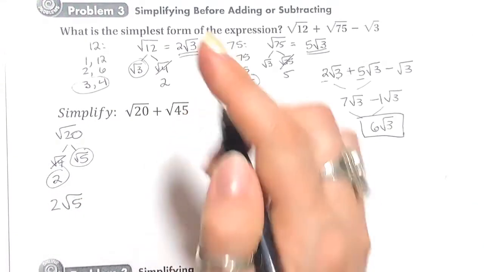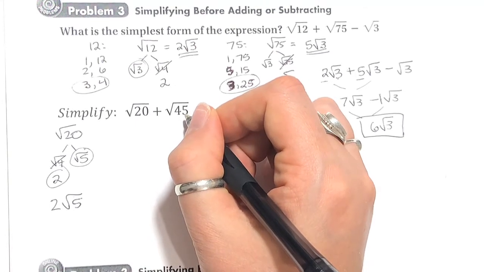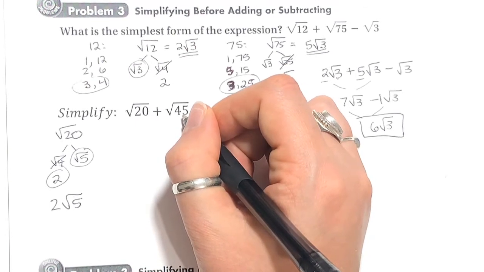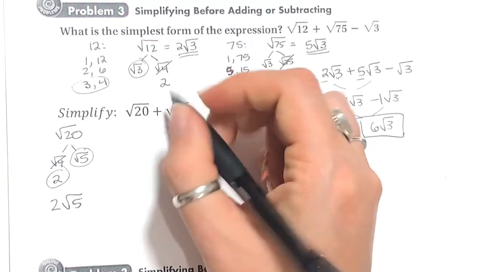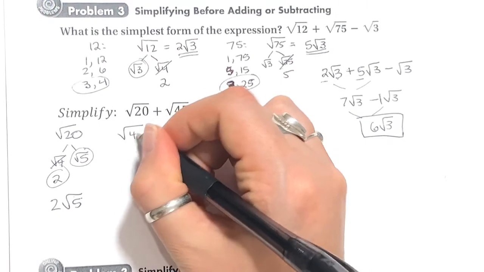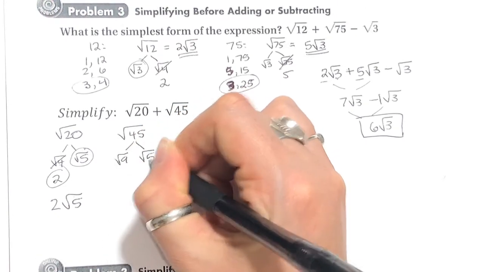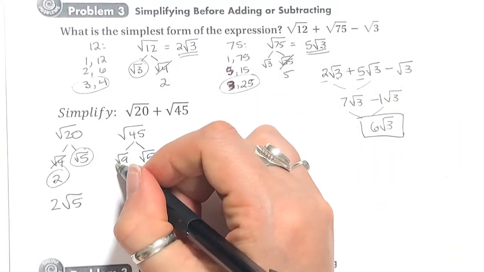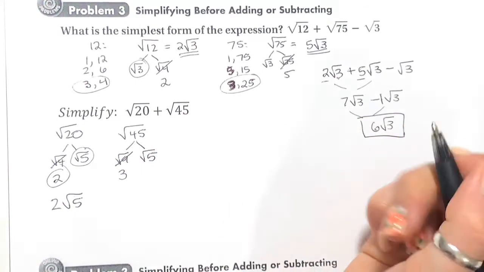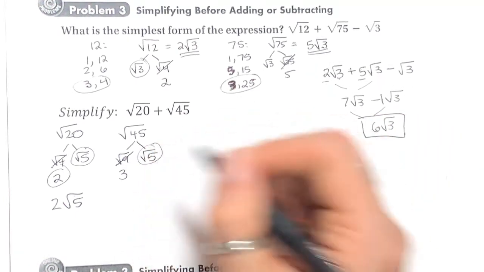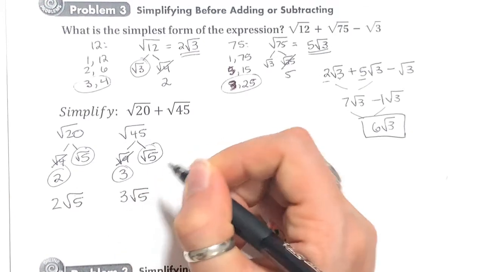And then for 45, if I think of a factor pair that has a perfect square in it, 9 is a perfect square and it goes into 45. So 9 times 5 is 45. So for the square root of 45, let's break it apart by doing the square root of 9 times the square root of 5. And since 9 is a perfect square, we can take the square root, which is 3. And then again, 5 is prime, so we just keep it. So this one turns into 3 square root of 5.